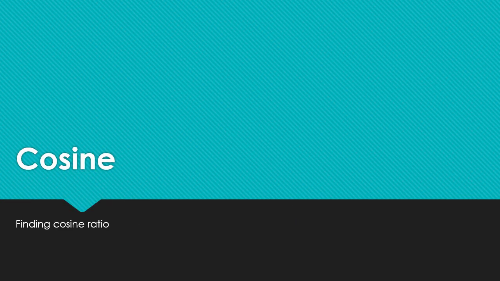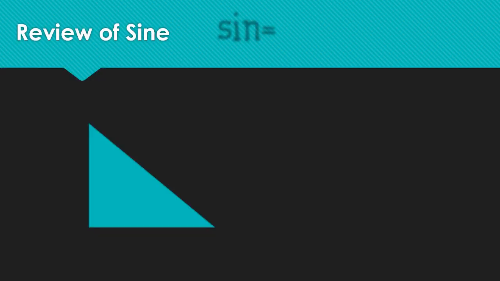Alright guys, we're going to go through cosine today for your assignment. And the first thing I want to do is review sine. So sine of an angle is a ratio created by the opposite leg over the hypotenuse. And we can remember the anagram SOH, S-O-H, for sine, opposite, hypotenuse.